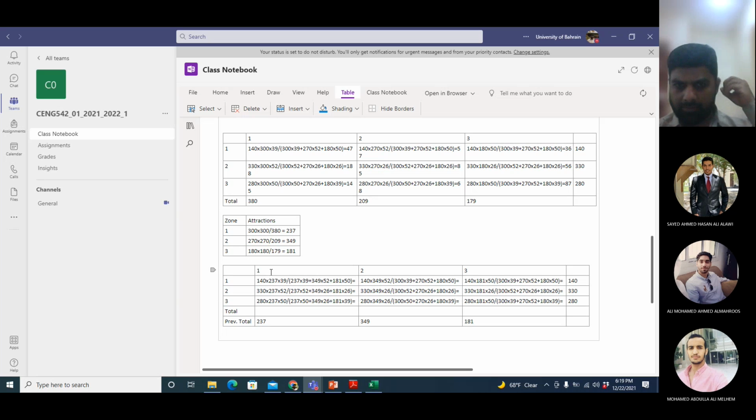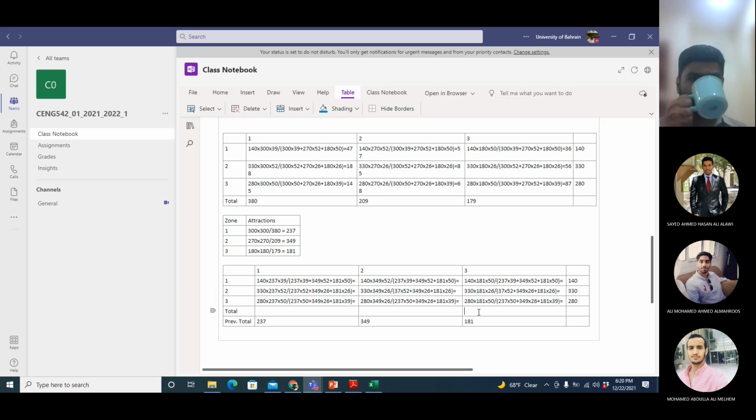Okay, travel time and everything will remain the same. So if this is correct, then I can just simply take it and paste it here. Similarly, if this is correct, then I can simply take it from here and paste it here. And if this is correct, then I take it from here and do the same thing here. You will get some new numbers here, you will get some new attractions here.